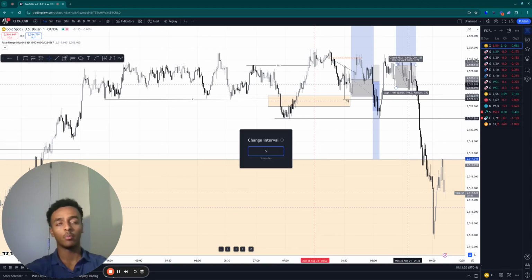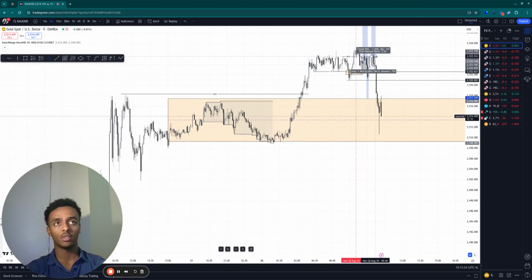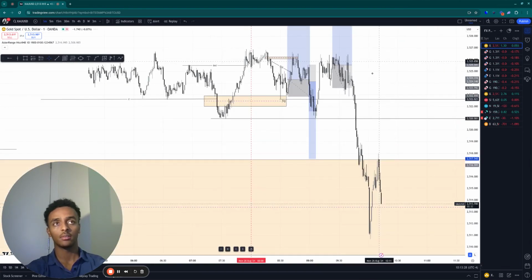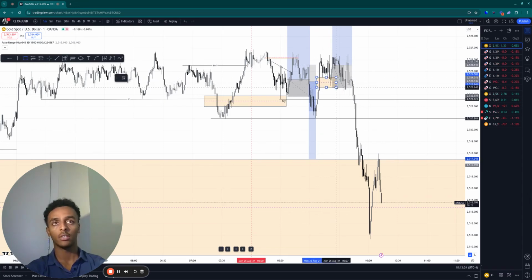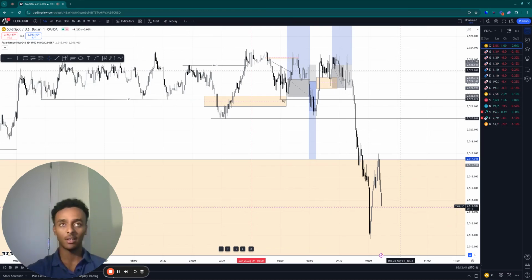a 5-minute break, because I saw this 5-minute break of structure right here, and I saw the mitigation into this fair value gap within here. When we came back into this fair value gap, I'm thinking, awesome, beautiful reaction, and I'm good to go. At which point I decided to flip long, and price pretty much takes me out in an instant and goes to my initial target, which was the order block.